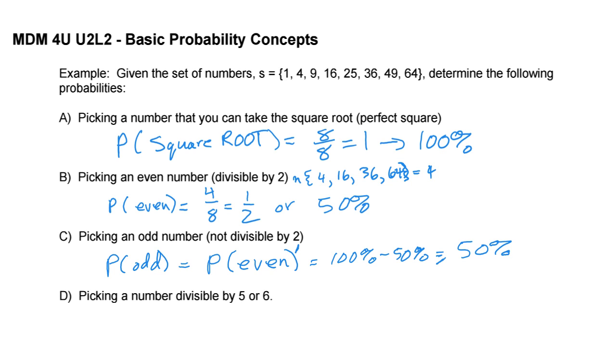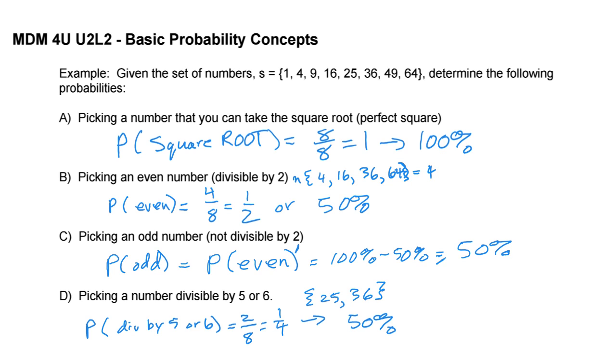Now, let's take a look at picking a number that's divisible by 5 or 6. So if we're looking for a number that's divisible by 5 or 6, let's go for it. There's only 2 possibilities for that happening. A number that's divisible by 5 in that entire set is 25. And then another number that's divisible by 6 is 36. So there's only those 2 numbers, right? So the probability of a number divisible by 5 or 6 is 2 over 8, which is 1 over 4, which is a 25% probability.